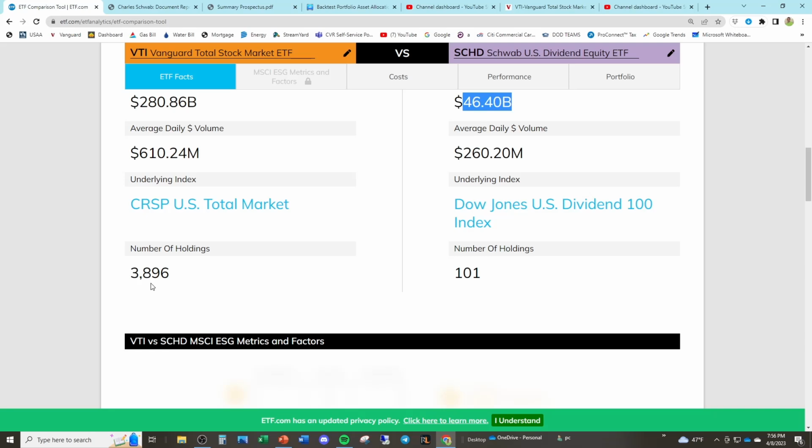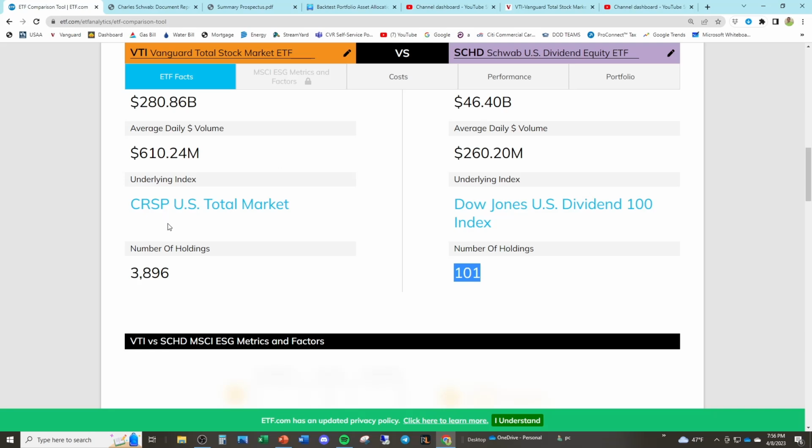SCHD is a little bit different. They only have 101 stocks, and they are very selective in the stocks that they put in the index. So while the index itself, which is the Dow Jones U.S. Dividend 100 Index, while it is an index, to get placed into the index, there are active decisions being made. There is an active selection process.